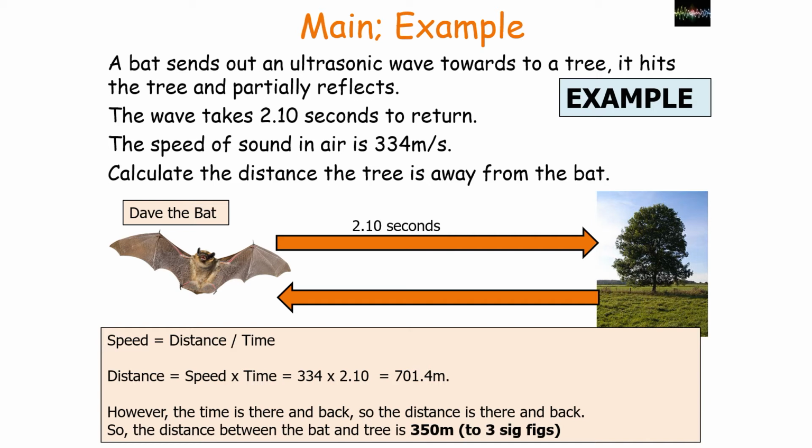However, the time you've used is there and back. So the distance you've calculated is there and back. So the distance just to the tree is going to be 701.4 divided by 2, which to three significant figures is going to be 350 meters.